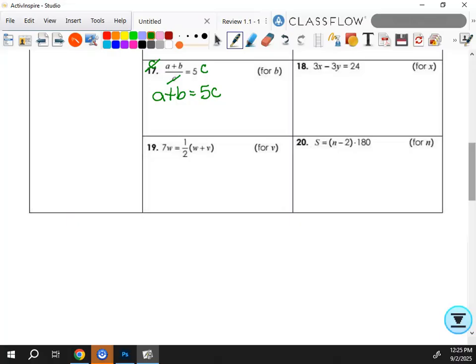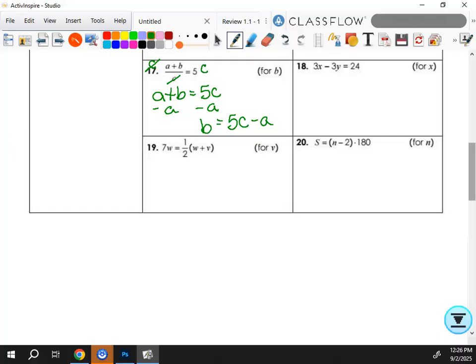Then do I divide by a? No, because that's addition and subtraction, right? So instead, I subtract a from both sides, and I get b equals 5c minus a. Any questions? Don't be afraid to ask a question just because nobody else is asking a question. We're all good? All right.